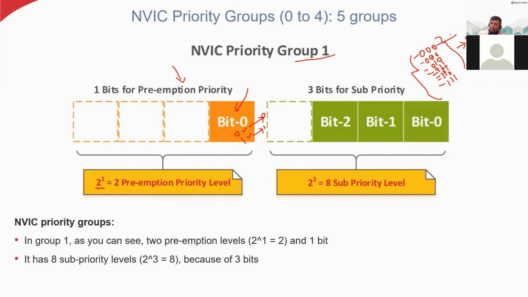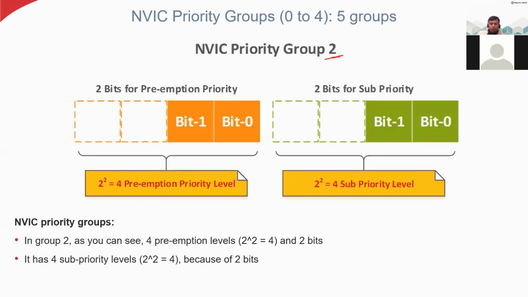So each one is indicating one decimal number actually. This is indicating decimal number 0, and this is indicating decimal number 1, and this is indicating decimal number 2, and so on. So you can put the 8421 code to calculate the decimal value. So this is 111, all the 3 bits are 1. So you have to add 4 plus 2 plus 1. So that is 6 plus 1, 7. Because we are starting from 0, it's ending up with 7. But if you count, the number of levels will be 8. Okay, so this is the sub priority level. Because of 3 bits, we have 8 sub priority levels. And here we have only 1 bit, so we have 2 preemption levels. This is for group 1.